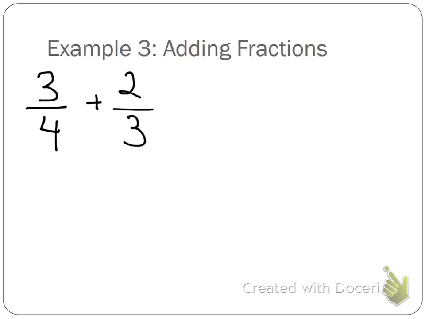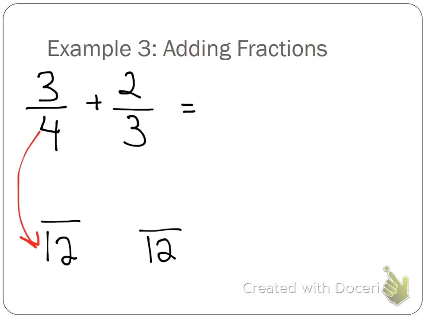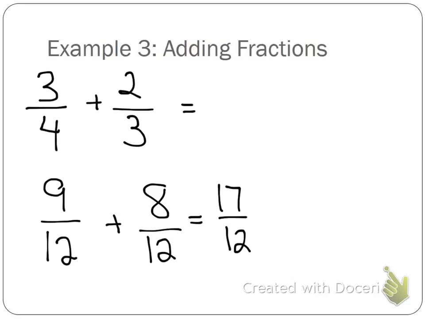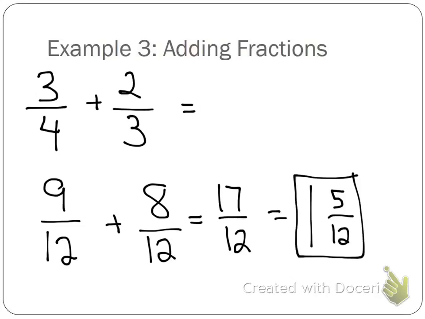What's the LCD? LCD is 12. Very good. So now how do I figure out what my numerators are? What did I multiply 4 by to get to 12? 3. So 9 over 12 and 8 over 12 gives me 17 over 12. But I'm not going to leave my answer improper. I need to change it to a mixed number, and what would it be? 1 and 5/12. So that's it for example 3.